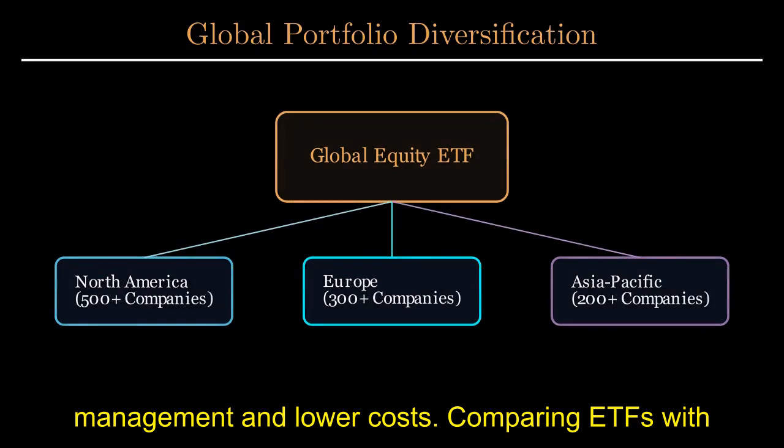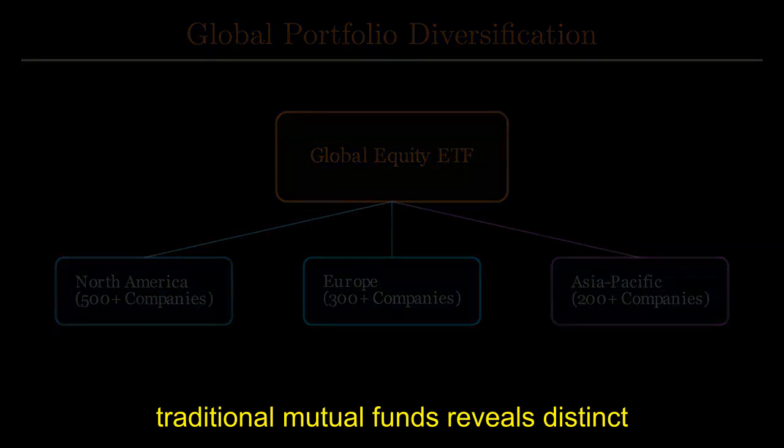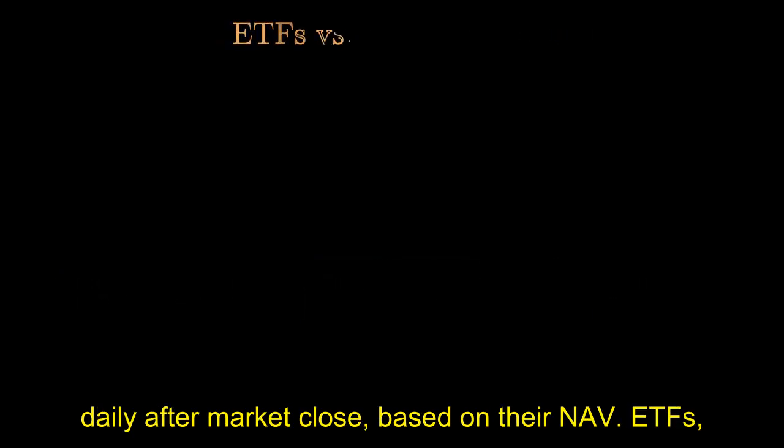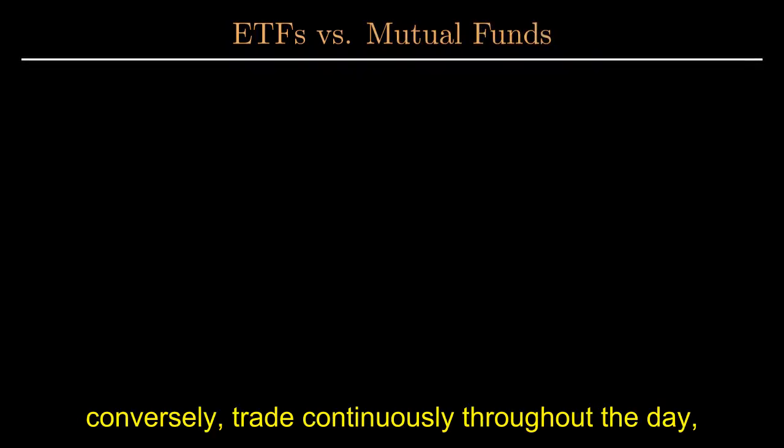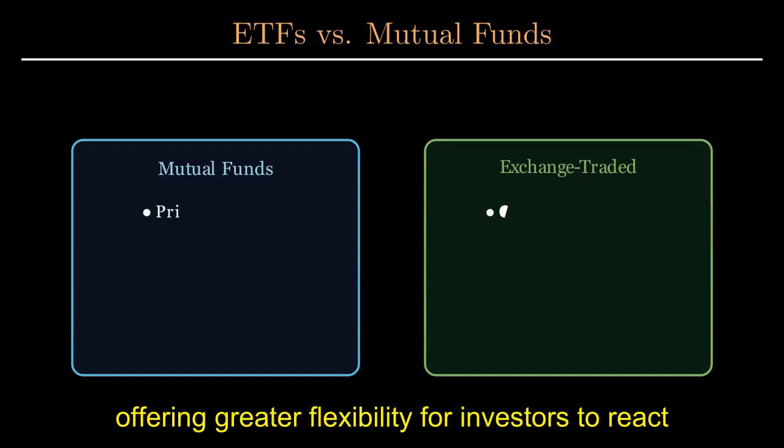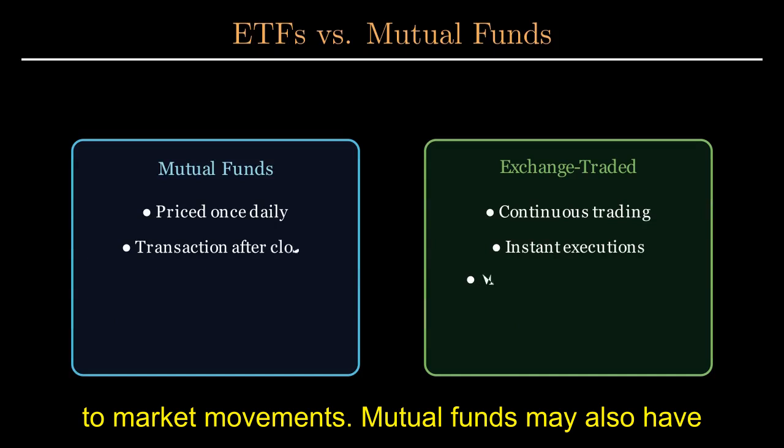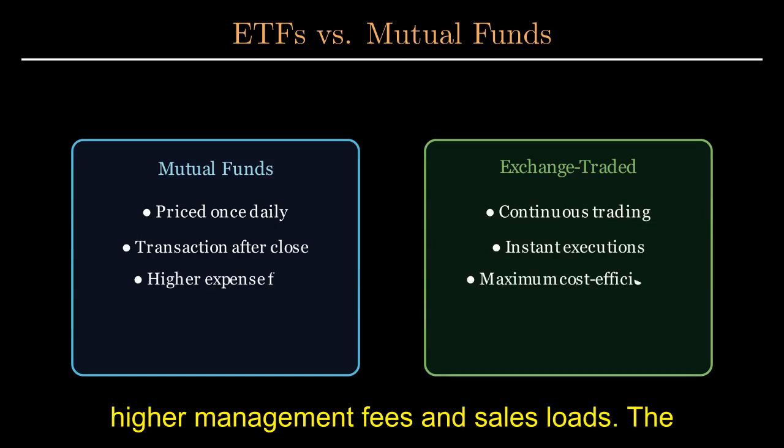Comparing ETFs with traditional mutual funds reveals distinct differences. Mutual funds are typically priced once daily after market close, based on their NAV. ETFs, conversely, trade continuously throughout the day, offering greater flexibility for investors to react to market movements. Mutual funds may also have higher management fees and sales loads.